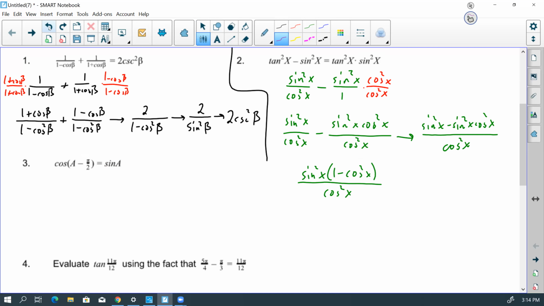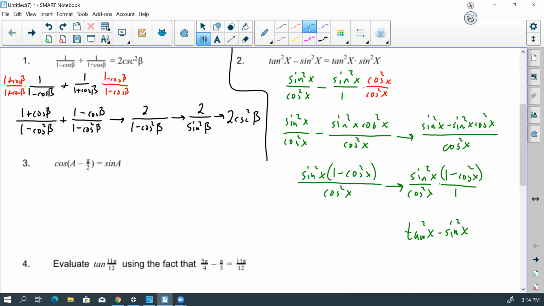So I'm going to break up that big fraction into one factor times the other factor, 1 minus cosine squared over 1. And sine squared over cosine squared is tangent squared. 1 minus cosine squared is sine squared, and sine squared divided by 1 is just sine squared. So that is that proof.